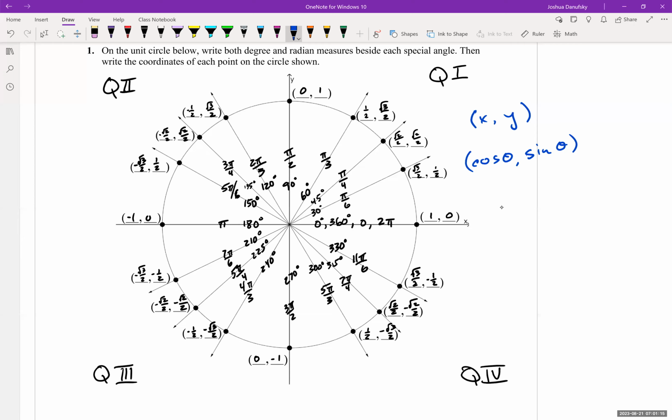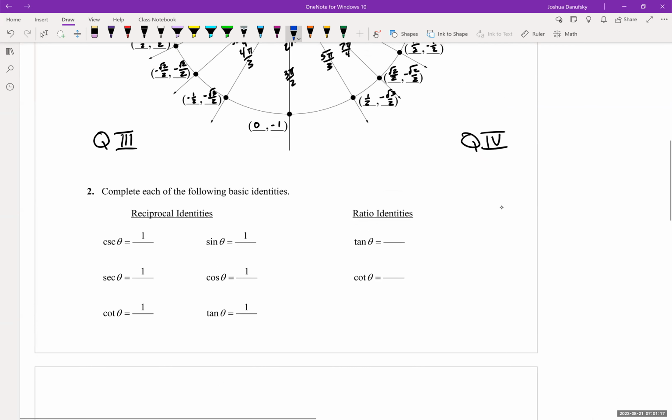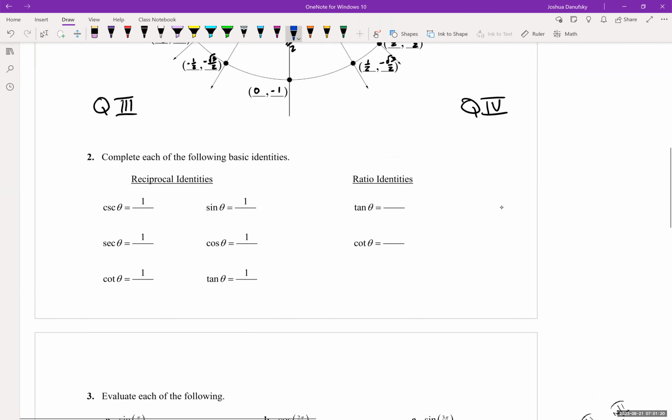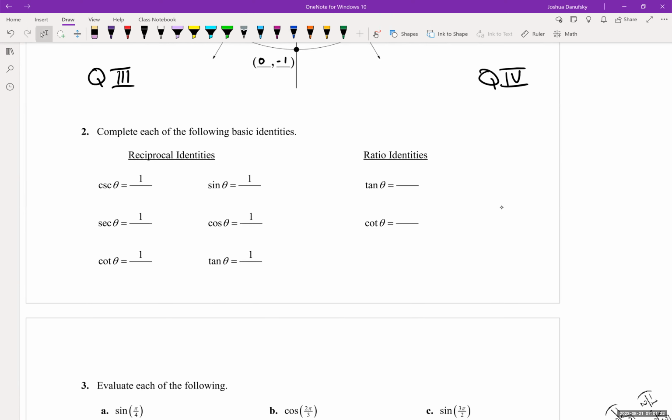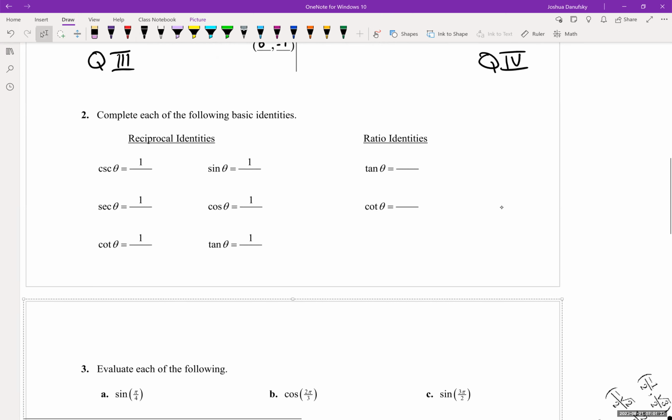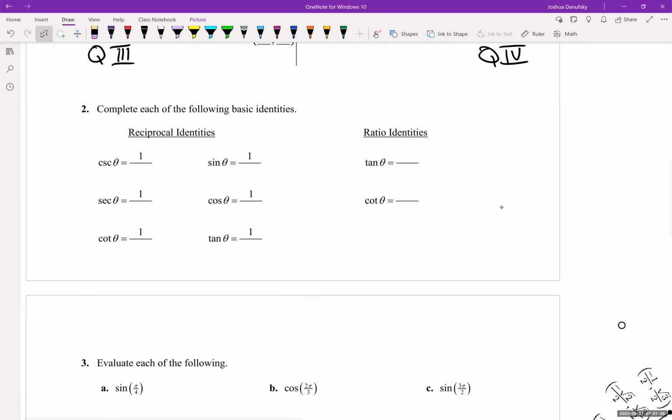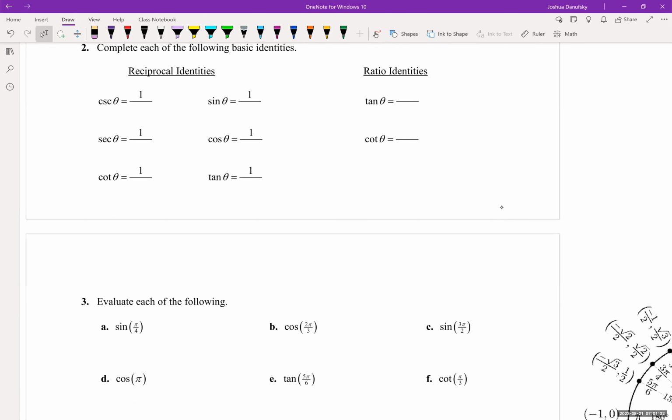Let's see where that takes us. Before we actually evaluate these trig functions, let's make sure that we have some basic identities together. And so these identities, again, they're from pre-calculus, and we're going to use them a lot this semester, so we just have to have them wired. The first 6 are reciprocal identities. Cosecant of an angle is equal to 1 over sine of that angle. Secant of an angle is equal to 1 over the cosine of that angle. And cotangent of theta is equal to 1 over the tangent of theta.